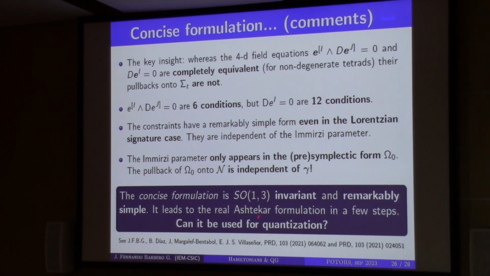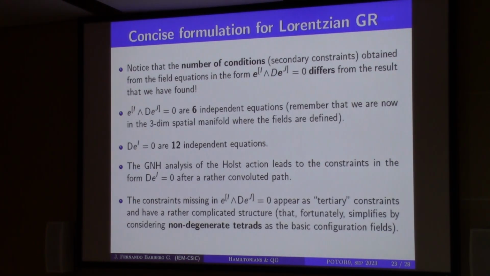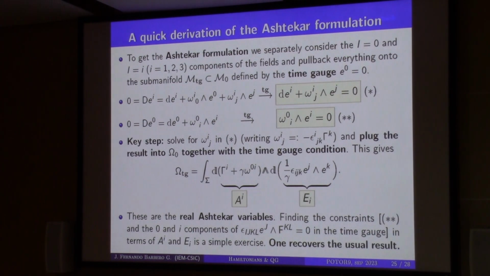One thing that I would like to tell you is that I think that this concise formulation is very nice, and it's very, very simple. It's structurally the simplest thing that we can think of. It works because you can get the Ashtekar formulation. So an interesting problem is to see if one can use it for quantization. I understand that this is not easy because this is not a canonical symplectic form, but actually a more complicated presymplectic form. It has infinite dimension.